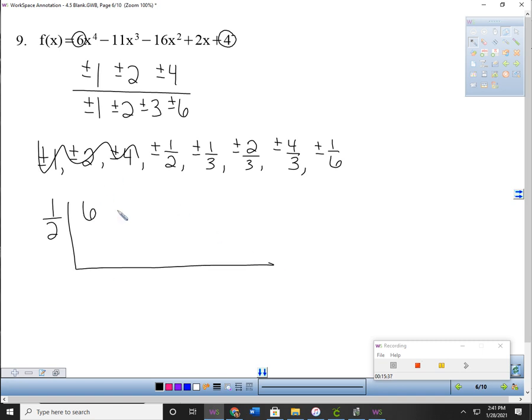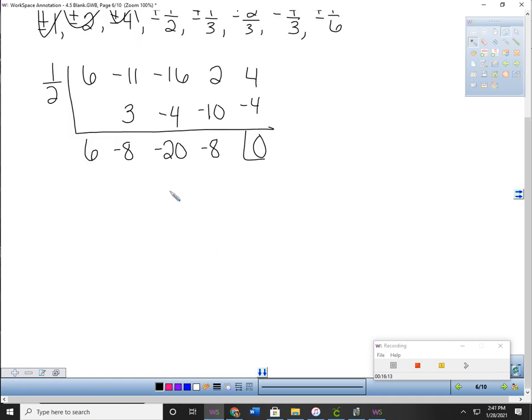I've got 6, negative 11, negative 16, 2, and 4. So drop the 6. Half of 6 is 3, plus a negative 11 is negative 8. Half of negative 8 is negative 4, plus a negative 16 is negative 20. Half of negative 20 is negative 10, plus 2 is negative 8, and half of negative 8 is negative 4, so I get my remainder of 0.